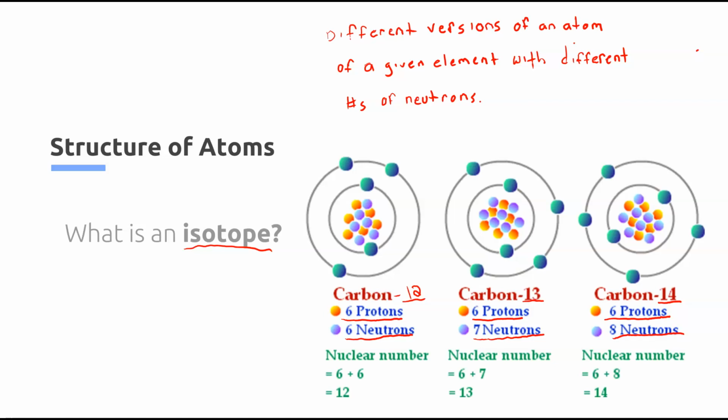Like carbon 14, well, first of all, 3 of these isotopes occur in nature. Most carbon in nature is carbon 12. There's maybe 1% or 1.5% of carbon 13 and 0.5% of carbon 14. Now carbon 14 is radioactive. That means it decays, it breaks down and gives off heat. So remember that an isotope is different versions of an atom of a given element with different numbers of neutrons.